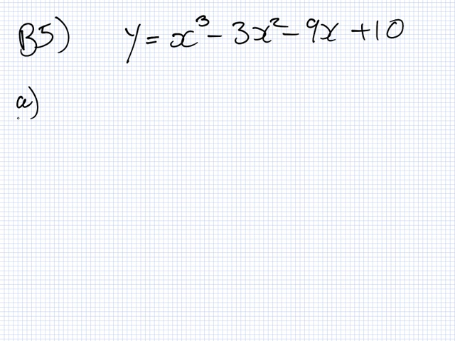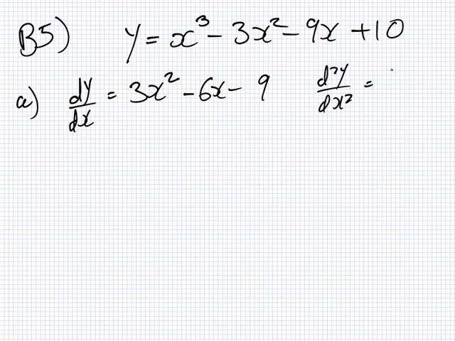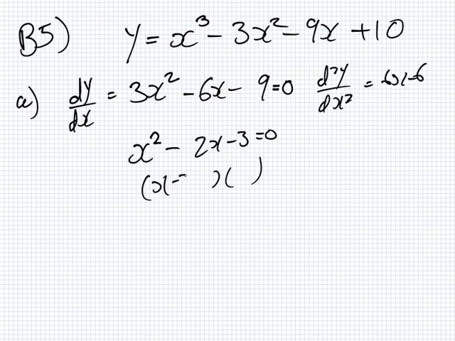So part A, find the turning points. All right. So the derivative equals 3x squared minus 6x minus 9. And I might as well write down the second derivative while I'm at it: 6x minus 6. Okay, so here this should equal 0. Divide by 3. So my values are minus 1 and 3. So x equals minus 1 or 3, correct?